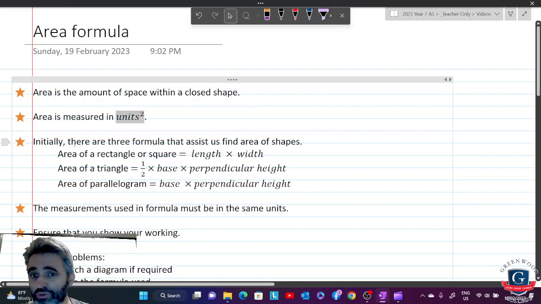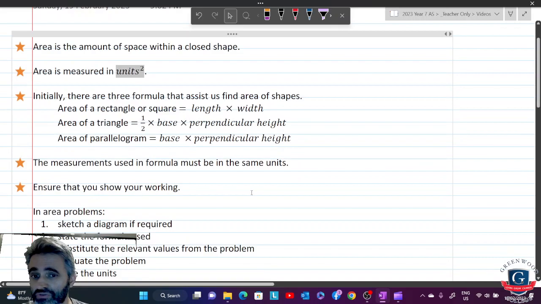Initially there are three formulas that help us find the area of shapes. The area of a rectangle or square is the length times width. Of course, in a square the length and the width are the same. For a triangle it's half of the base times the perpendicular height, and we'll talk about what this word perpendicular means in a minute. And the area of a parallelogram is the base times the perpendicular height.